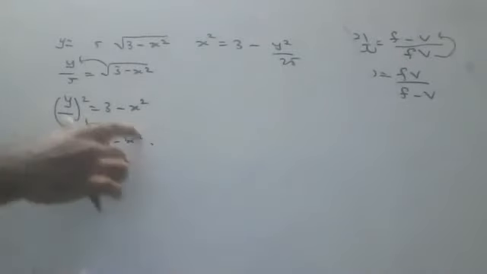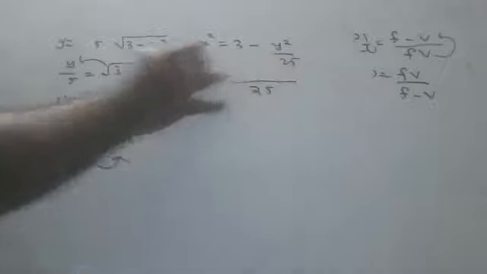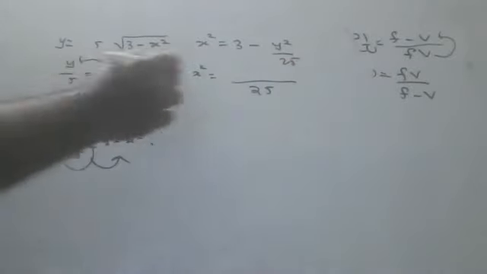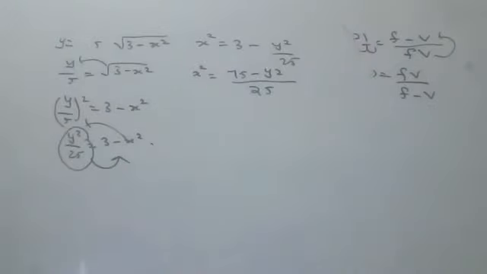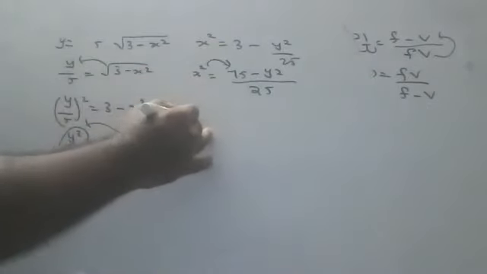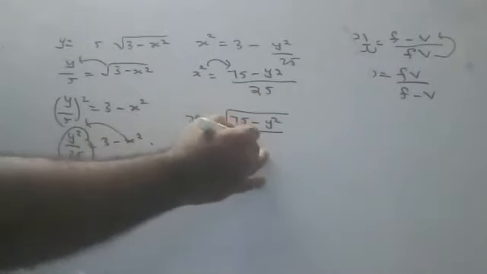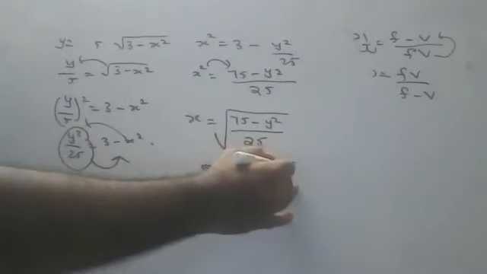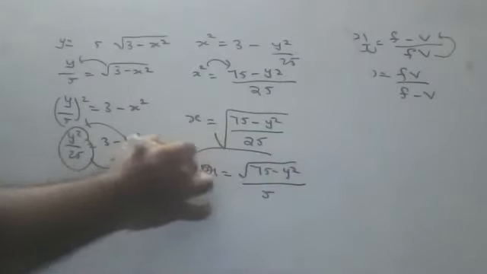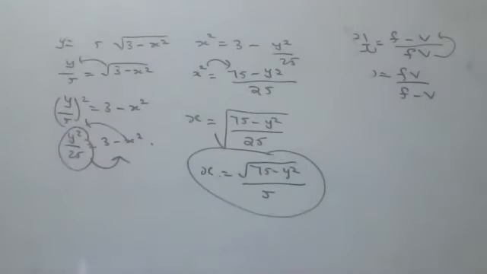Sorry, sir. So x square is going to take the root, so x is equal to root of (3 minus y square by 25), which is root of (75 minus y square) by 5. x is equal to root of 75 minus y square, all by 5. Fantastic. That's it, children.